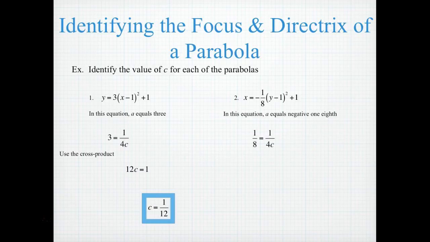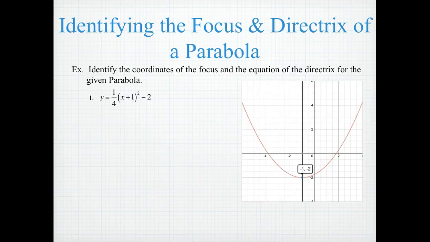So I set up the equation as 1/8 is equal to 1 over 4c. And again, we're going to use the cross product to get 4c equal to 8. Dividing both sides by 4 gives us a value of 2. So the value of c in this case is equal to 2. And what that tells us is that the focus and the directrix lie 2 units away from the vertex.